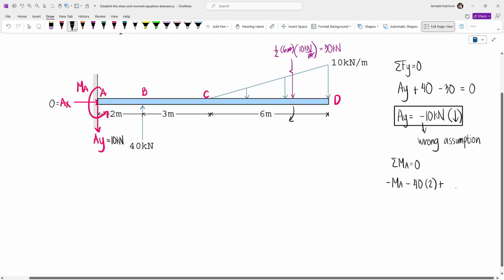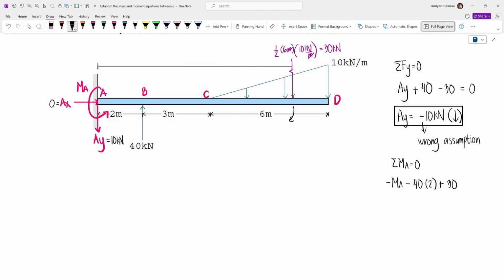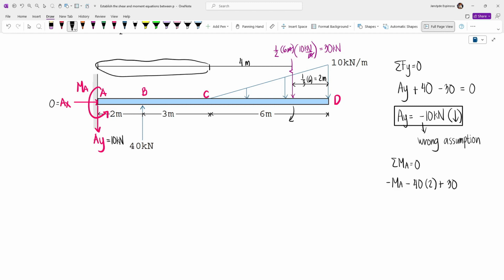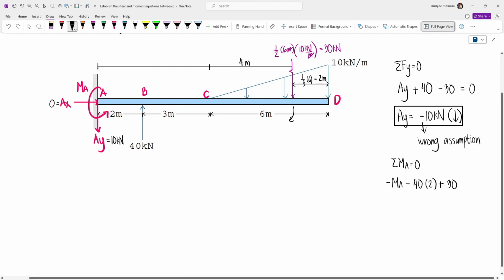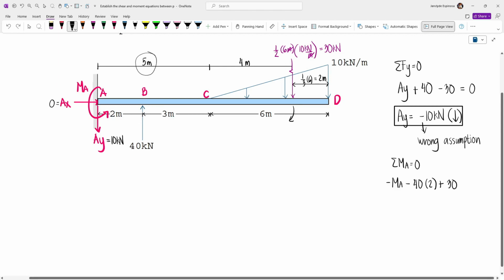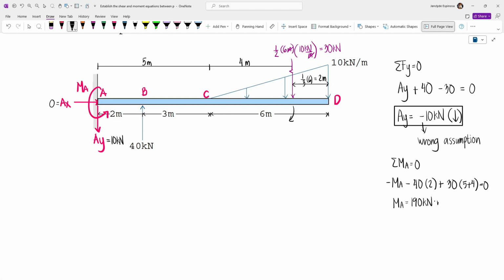So this will be plus, and then the resultant load multiplied by the moment arm, which is gonna be this distance. Now we know that going to the height, this distance is gonna be 1/3 of the base. So 1/3 multiplied by 6, this is 2 meters. And so that means that this distance from this point up to here, that will be 4 meters. And then this total distance is 2 plus 3 meters, which is 5 meters. And so the moment arm of this load up to point A, that's gonna be 5 plus 4 meters. So times 5 plus 4, this is equal to 0. And so MA will be 190 kNm and then positive.